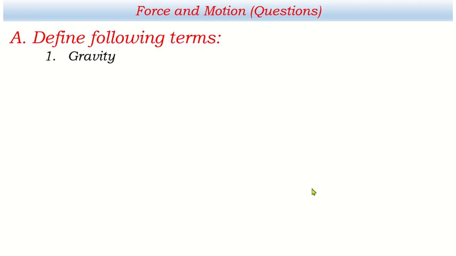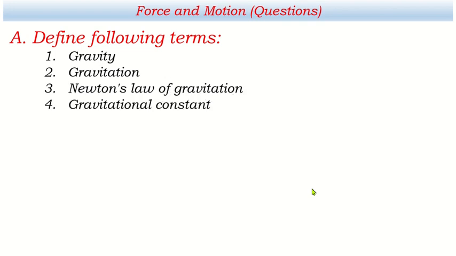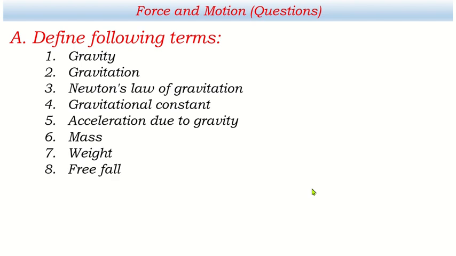Define the following terms: gravity, gravitation, Newton's law of gravitation, gravitational constant, acceleration due to gravity, mass, weight, free fall, weightlessness, and air resistance. These are the definitions related to this chapter, and one of them certainly comes in different examinations. I mean to say, internal also, external also, one or two are always asked, or more than two can be asked in the examination. That's why you have to be very clear about the answer to this question. Newton's law of gravitation, gravitation, these definitions are very important.